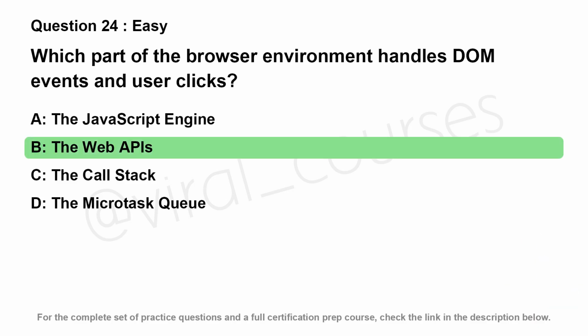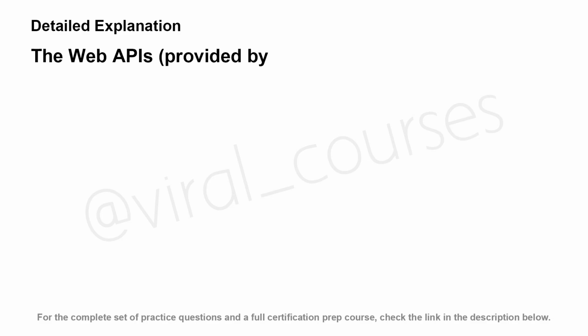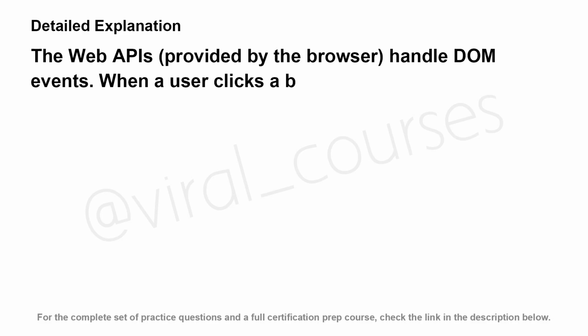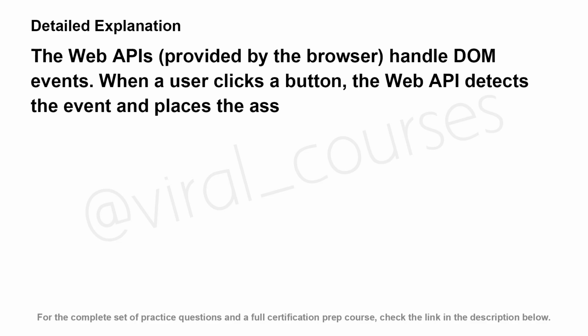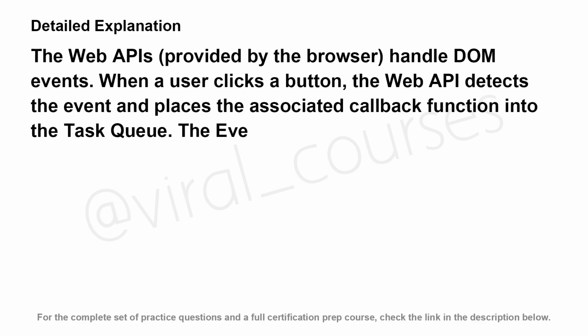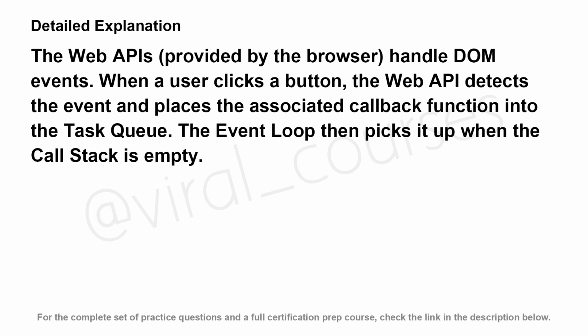The correct answer is B. The web APIs, provided by the browser, handle DOM events. When a user clicks a button, the web API detects the event and places the associated callback function into the task queue. The event loop then picks it up when the call stack is empty.